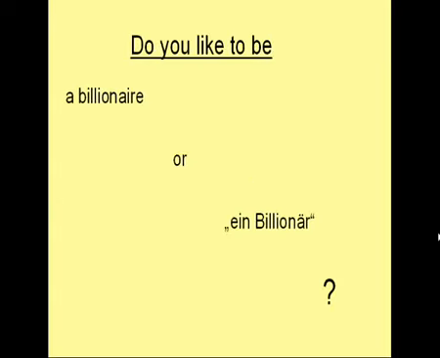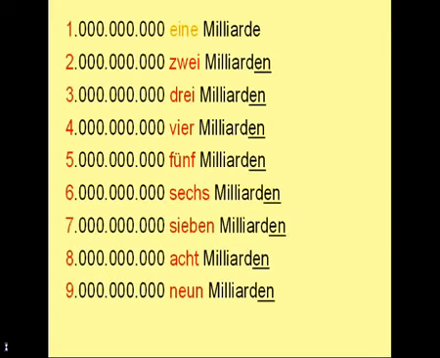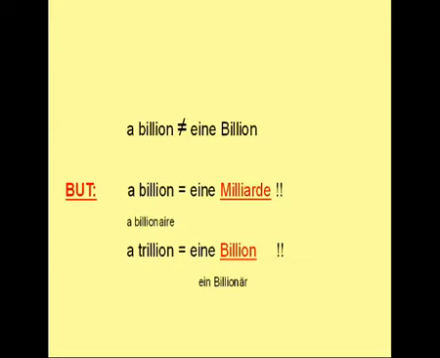So when you get asked, who do you rather like to be? Do you like to be a billionaire or ein Billionär? What would you answer? Who do you think has more money? Well, a billionaire has a billion of whatever kind of money, like $1 billion, 1 billion euro or whatever. But ein Billionär has a trillion of euro, dollars or whatever currency you might think of. So it's better to be ein Billionär. But anyway, let's continue.